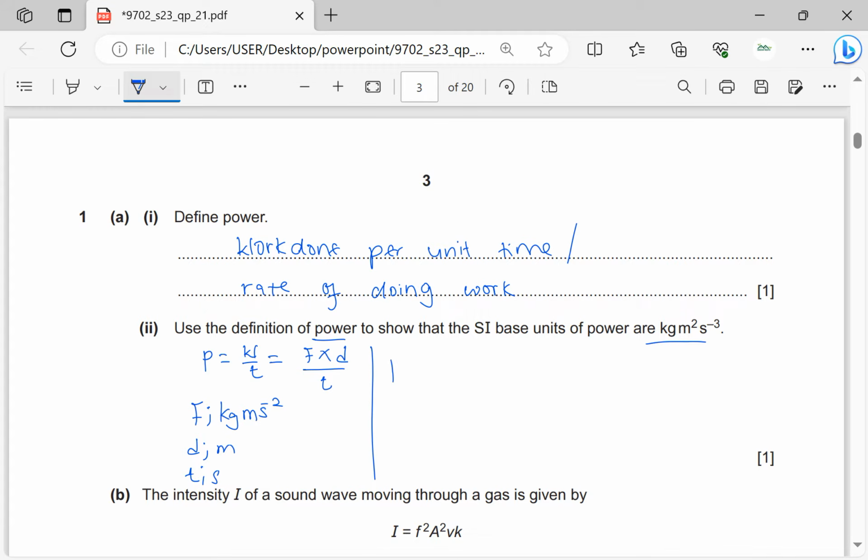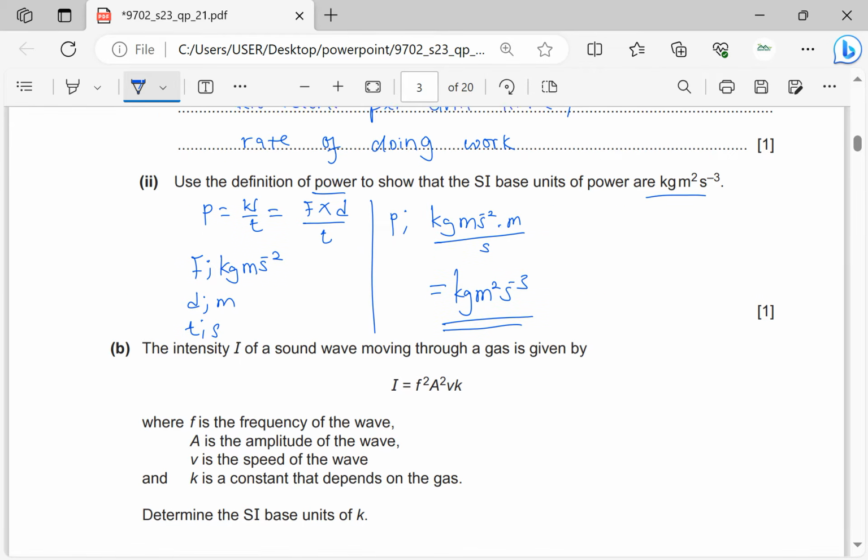So it means the base units of power would be kilogram meters per second squared times meters divided by seconds. When you simplify this, it simplifies to kilogram meters squared s minus 2 divided by s, that is s power minus 3. So that is what we obtain here. So the answer is correct.